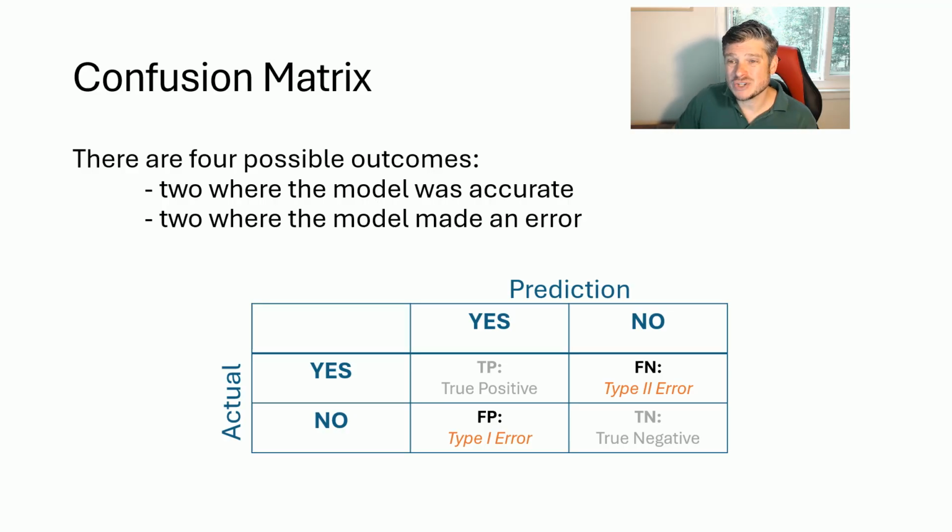Now, you might actually recall from statistics or hypothesis testing that this shows up when we evaluate whether or not we did our hypothesis testing correctly, because we could have a false positive, which is also known as a type 1 error, or a false negative, which would be a type 2 error.